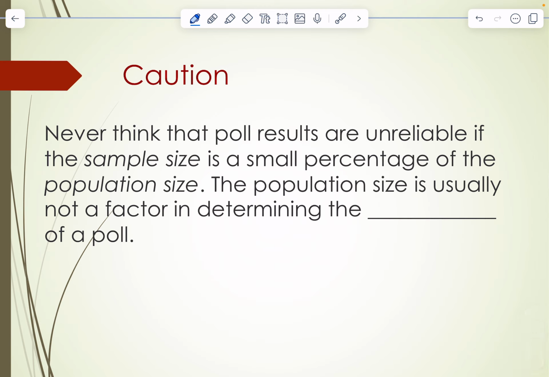Okay, caution: never think that poll results are unreliable if the sample size is a small percentage of the population size. The population size is usually not a factor in determining the reliability of a poll.